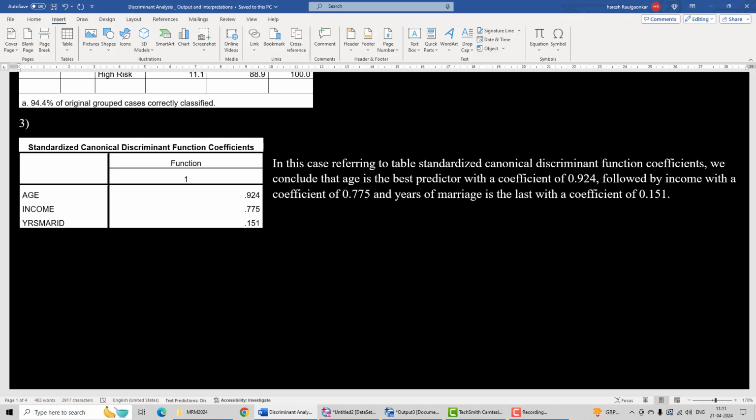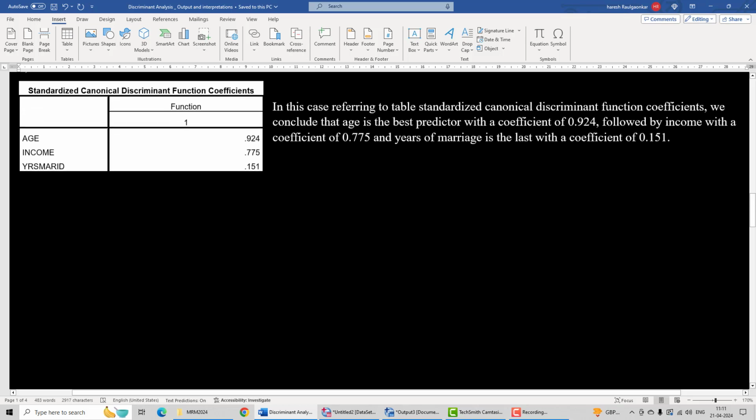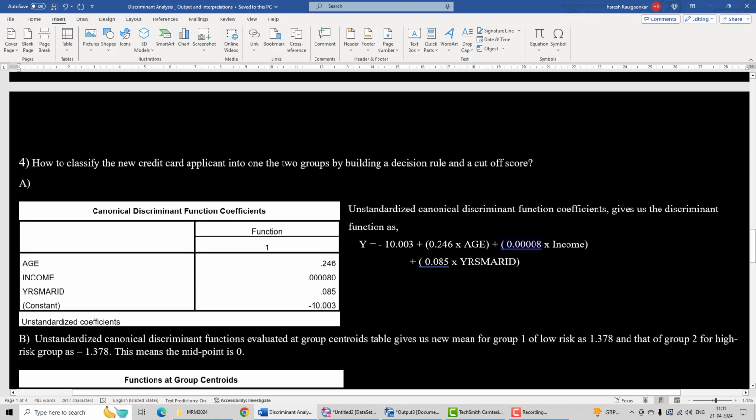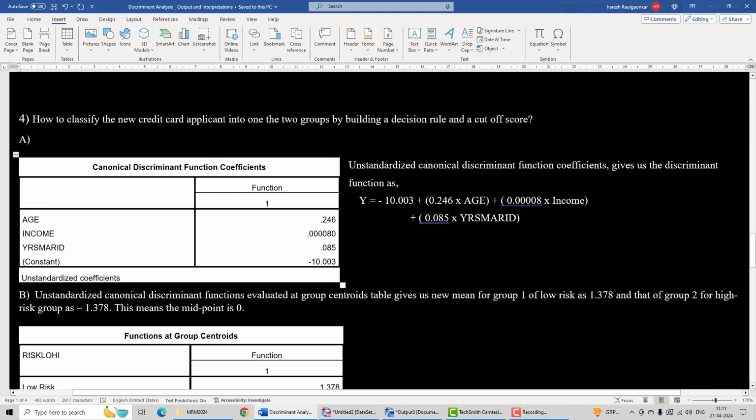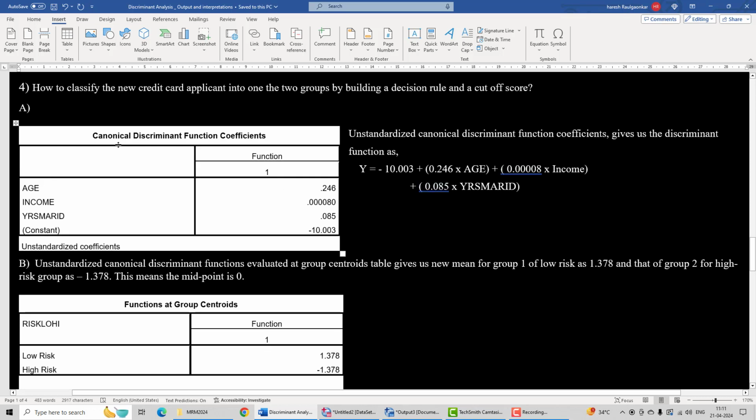Right. Now we come to the actual model and how to classify a new credit card application into one of the two groups by building a decision rule and the cutoff score. So if you see this, we are going to use the unstandardized coefficient table, and here I have increased the decimals. I'll just quickly show you how to increase this.